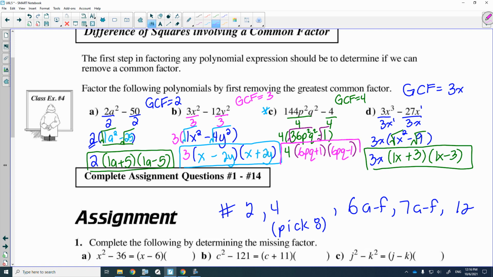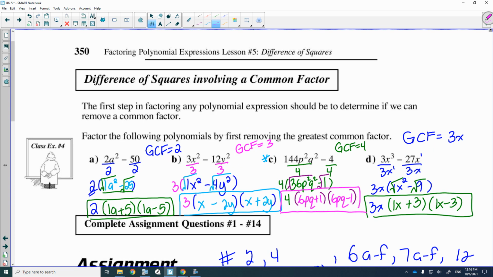I'm going to show you what a lot of you would do, though. And I would have probably done this as well if this was a test question. Can you rewrite this for me up here?